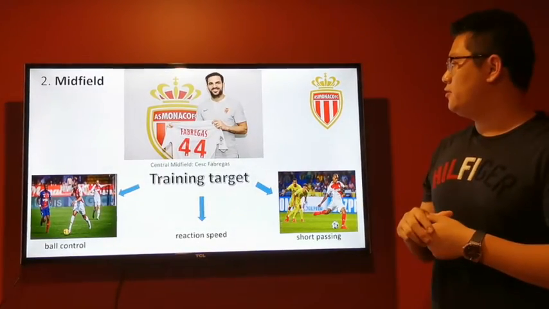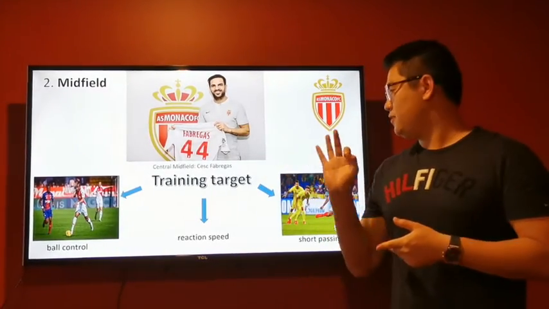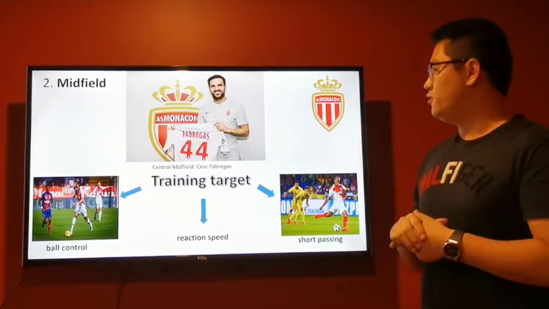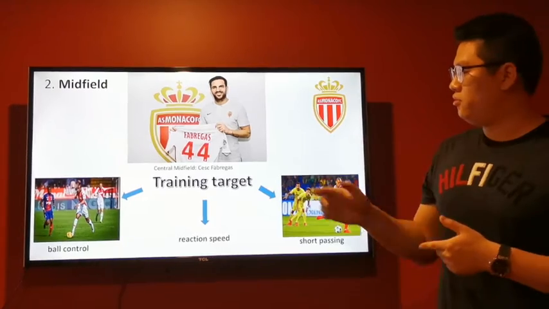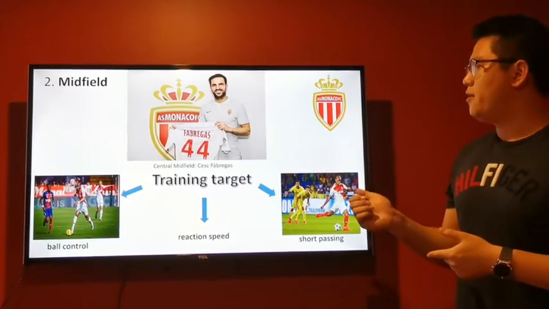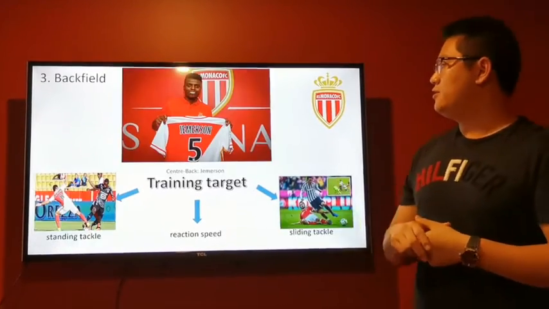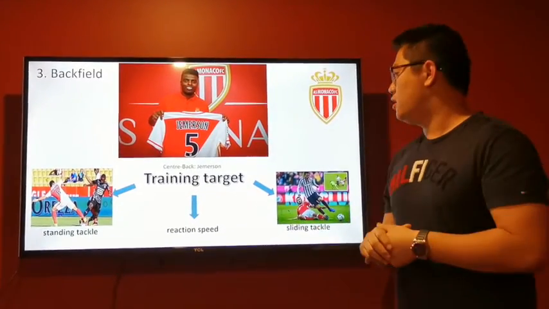Next is the midfield. Let me show you Fabregas here. Basically for them, there are 3 factors that can boost their market value. That is ball control, reaction speed, and short passing, which is normal because he kicks the ball in the midfield.